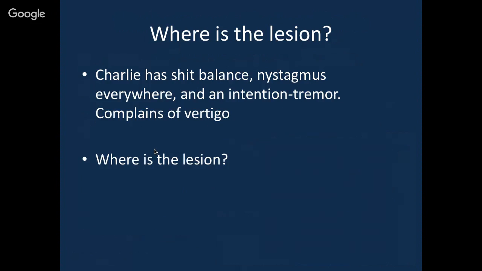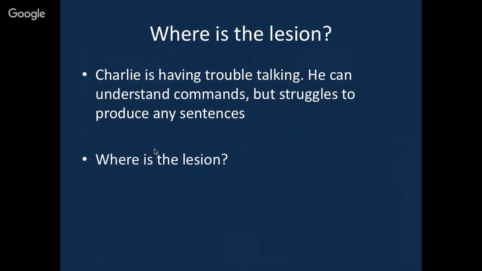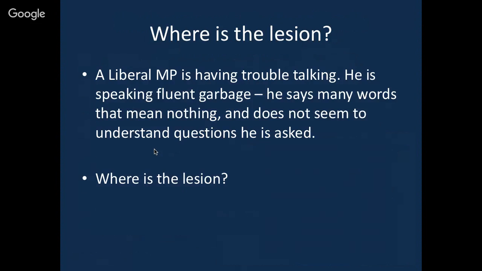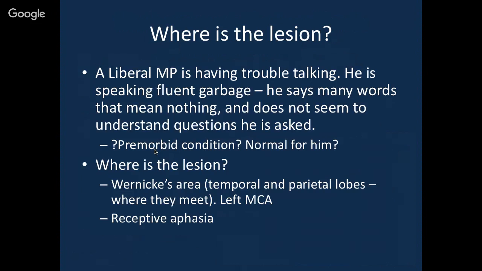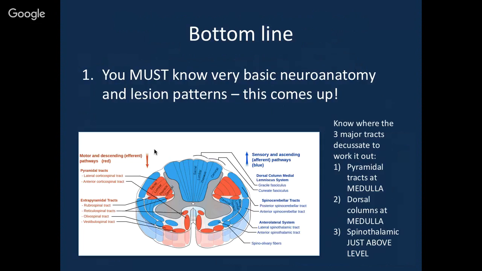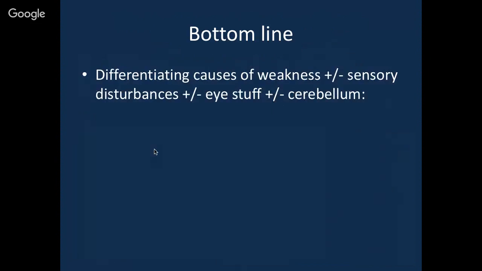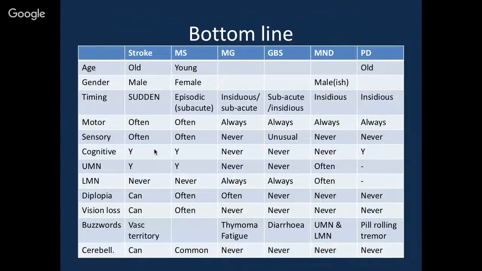Okay, what does this sound like? Cerebellum? Yep. Difficulty talking, can understand commands, but can't produce any sentences. Now a patient having trouble talking, speaking fluent garbage, says many words that mean nothing and doesn't understand the questions when he's asked. What is this? Wernicke's, or a premorbid condition in this particular case. So receptive aphasia. I'm not going to talk about the rest. Memorize all of that. And this is just my way of telling apart different causes.